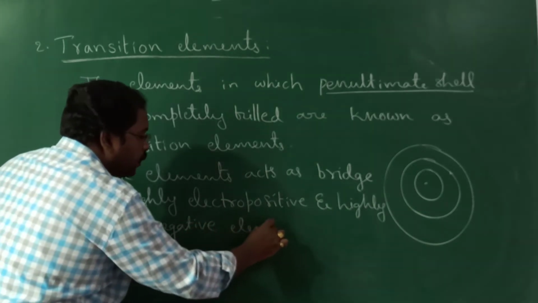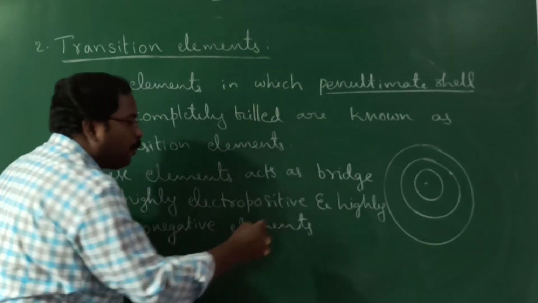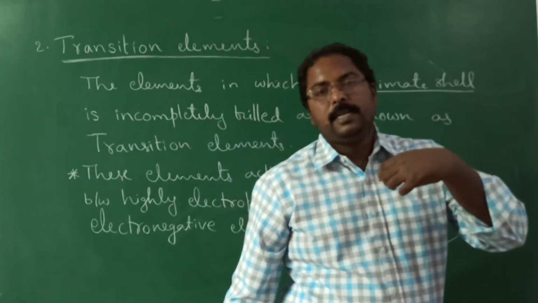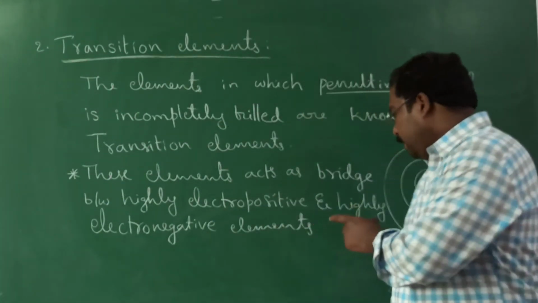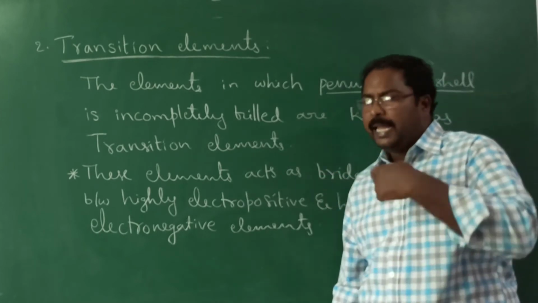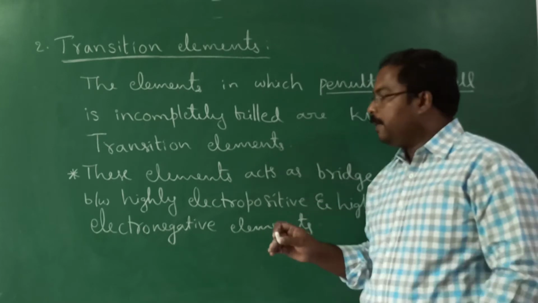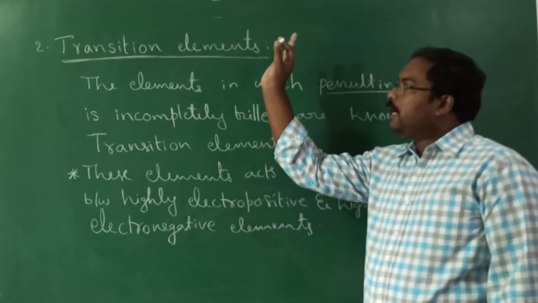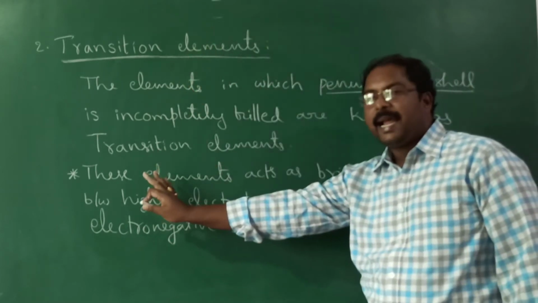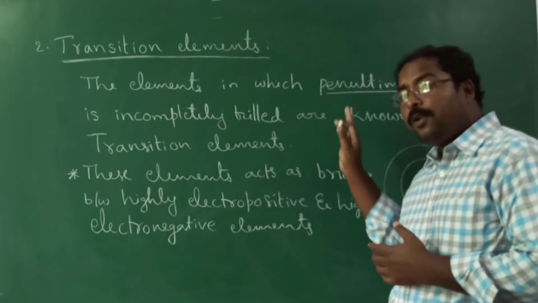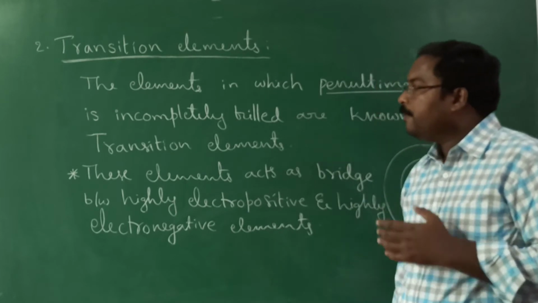I already once explained to you what is meant by electropositivity and electronegativity. Electropositivity means the tendency to lose electrons. Electronegativity means the tendency to gain electrons. Anyway, we will discuss it further in a clearer manner. So these are called transition elements because they act like a bridge between the highly electropositive and the highly electronegative elements. Note down this.